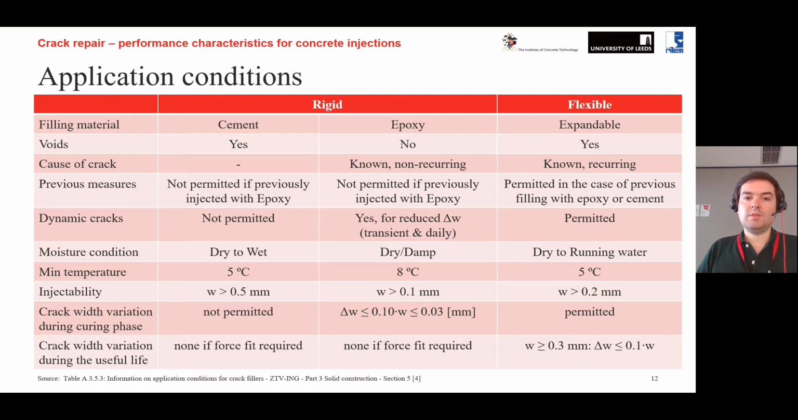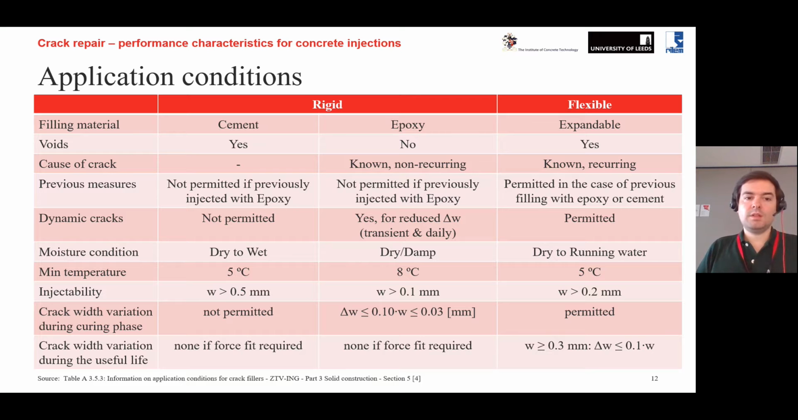Epoxies, always if the cause of the crack is known and non-recurring, this means that there's no movement, so the crack is dormant. Flexible, it doesn't really matter. The cracks may reappear, and the fact that they can change conditions also allows the polyurethanes to be re-injected because they accommodate movement very well. They bond against new crack surfaces, but they also bond against the polyurethanes themselves.